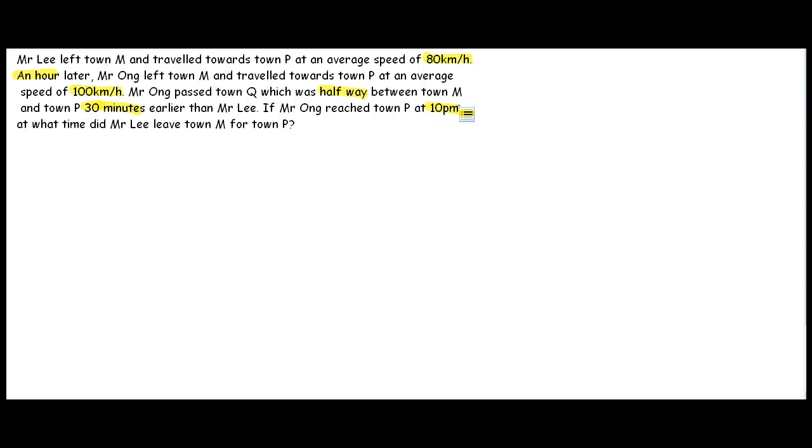First, we need to establish the ratio between the average speed of Mr. Lee and Mr. Ong to find the constant time. So we have 80 kilometers per hour is to 100 kilometers per hour, and we have 4:5. It would be good if we could show this and all the relevant information in a model drawing.